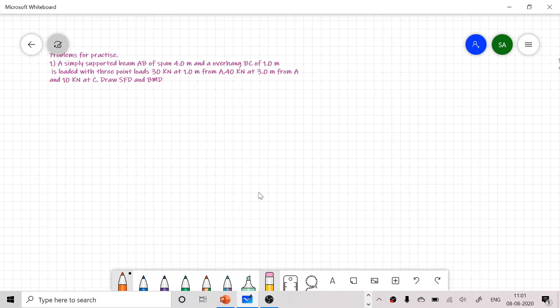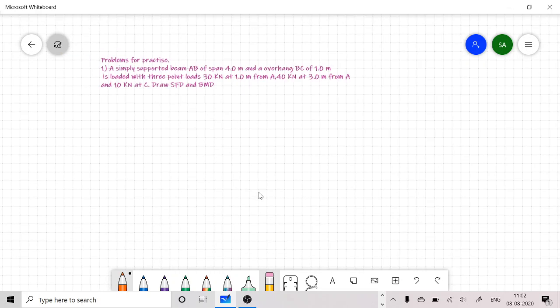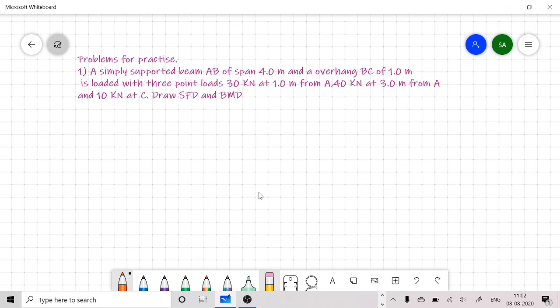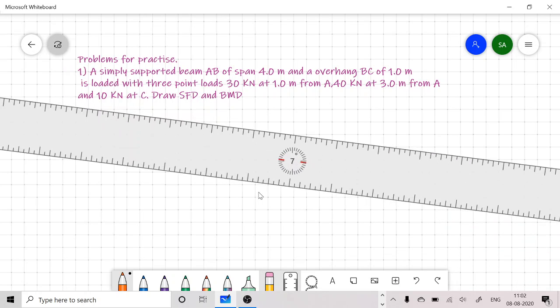Hello friends, today we are going to discuss shear force diagram and bending moment diagram for a beam having overhang. So let us consider one problem. A simply supported beam of span 4 meter and an overhang BC of 1 meter is loaded with 3 point loads: 30 kN at 1 meter from A, 40 kN at 3 meter from A and 10 kN at C. Draw SFD and BMD. So let us start the solution of the problem.